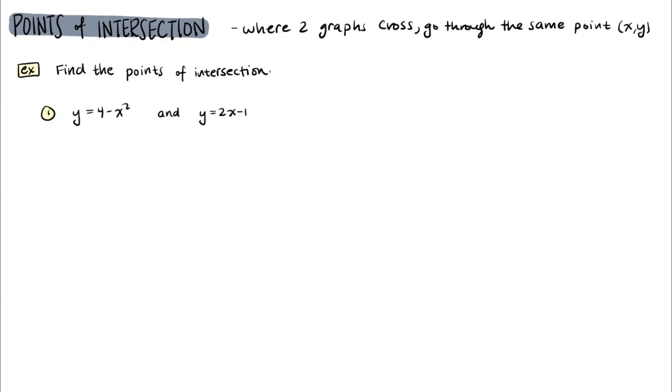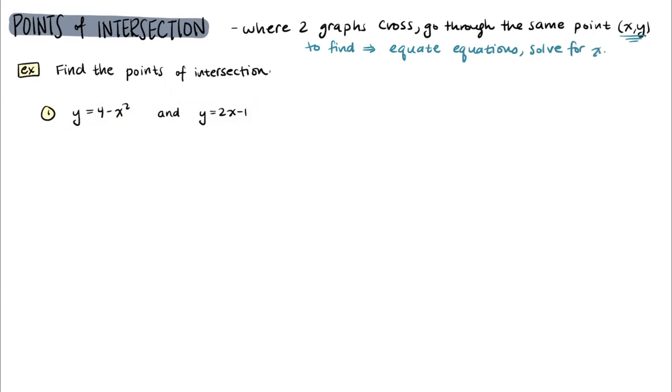So when we're trying to find the points of intersection, since they have the same x and y, what we are going to do is equate them. We're going to say, if y equals this and y is equal to this, if they have the same y value at the point where they intersect, then this and this have to be equal to each other, and then we'll be able to solve for x. So we're going to equate equations and solve for x.